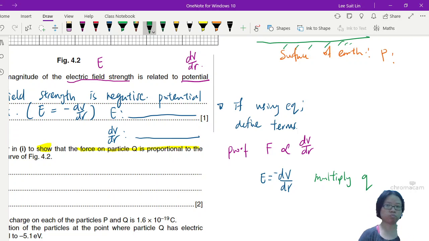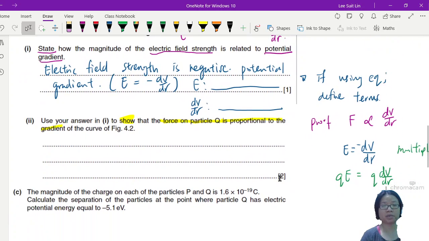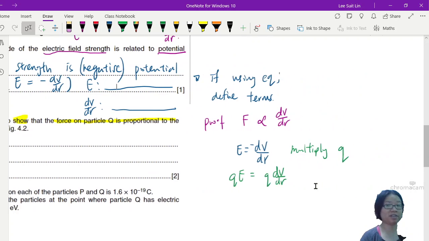Multiply Q. So you're going to have QE here, and you're going to have Q dV dr, which, by the way, I will omit the negative sign because we just want the proportionality or the magnitude. Just like in the mark scheme, if you don't include the negative here, it's okay. But you must say that the electric field strength is the potential gradient. So I'm just going to put this in a bracket, showing that it's optional. But the accurate one includes a negative.